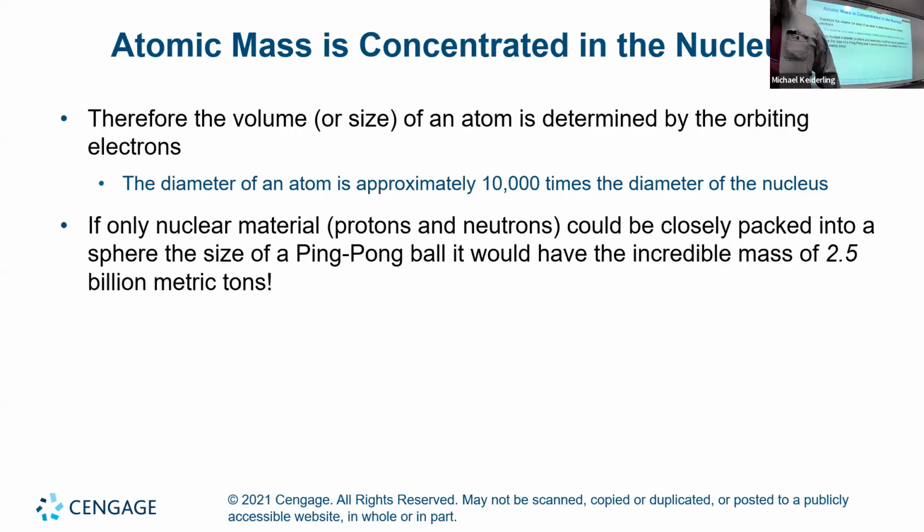So the volume or size of an atom is determined by the orbiting electrons. So the diameter of an atom is about 10,000 times the diameter of the nucleus. And if only nuclear material, protons and neutrons, could be closely packed into a sphere the size of a ping pong ball, it would weigh 2.5 billion tons. Now, things made of macro scale nuclear matter exist. They're called neutron stars. They are insane, but you only get them after the death of very large stars.